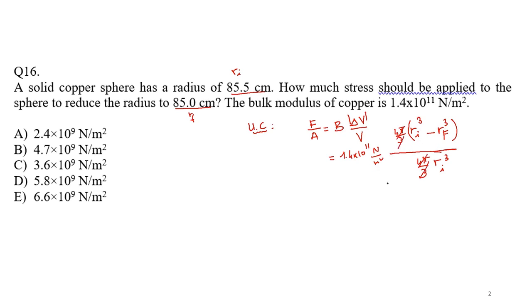So I will just have 1.4 times 10 to the power 11 newtons per meter square multiplied by 85.5 cubed minus 85 cubed, divided by 85.5 cubed. I did not put it in meters because I know that it's a ratio, so it will cancel. It will simplify. But I can put it in SI units. Anyway, my final answer will be in newtons per meter square. In any units I put them, the same units will of course cancel out.